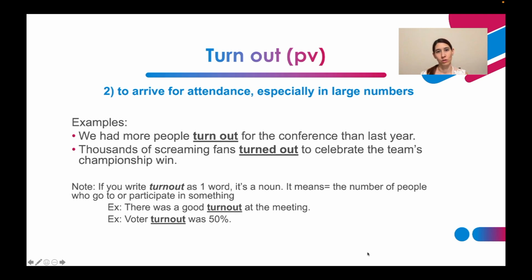Turn out as 2 words is a phrasal verb. However, if you put it together and write it as 1 word, turnout, then this becomes a noun. As a noun, it means the number of people who go to or participate in something. For example, there was a good turnout at the meeting. Voter turnout was 50%. Here, these are both nouns. The main verb for both of these sentences would be was, because here, turnout is a noun. So remember, as 1 word, turnout is a noun. If it is two words, as a phrasal verb, then this will be functioning as a verb, not as a noun. So just keep that in mind.